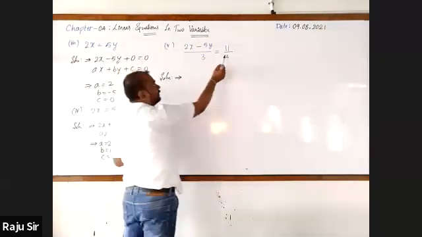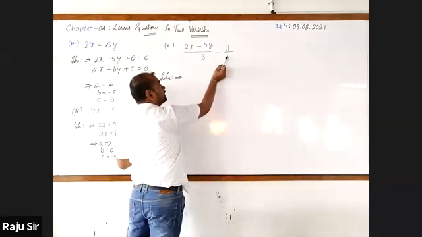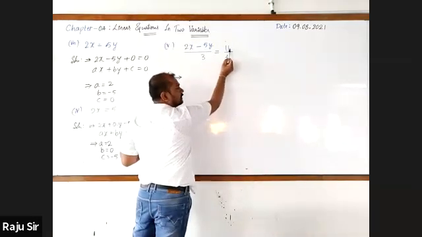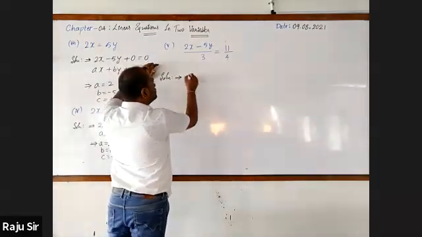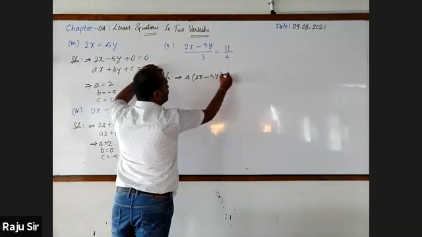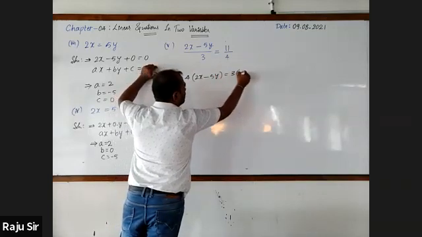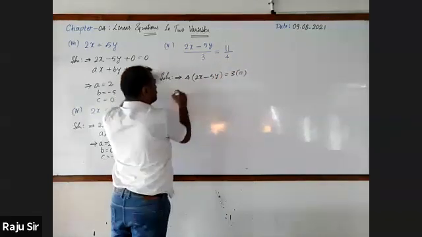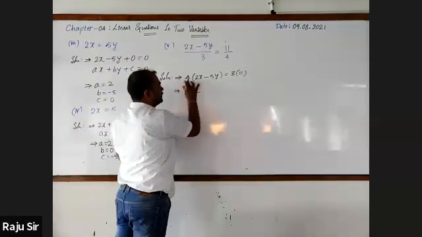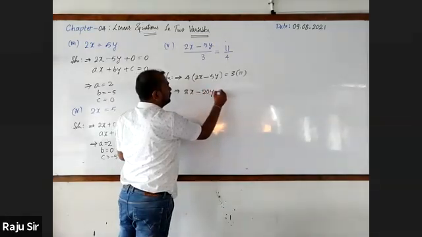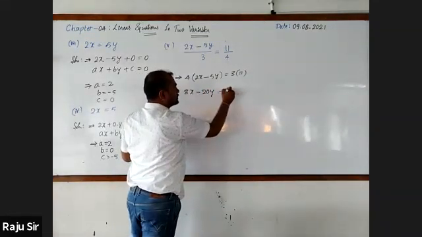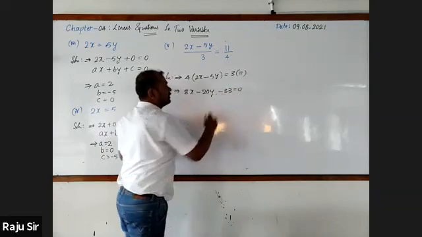Here it is very simple. You just cross multiply 4 with these two terms, and 3 with 11. Here I'll write 4 into 2x minus 5y, and 3 into 11. Multiply: 4 2s are 8, 4 5s are 20, 3 11s are 33. Take that to the left hand side. It becomes minus 33.